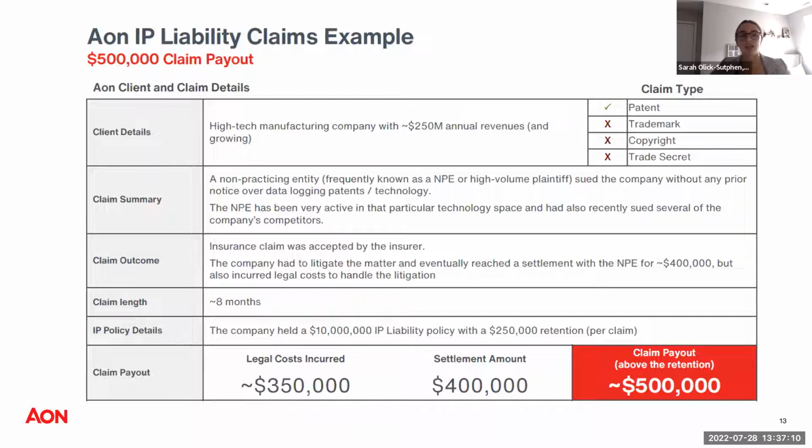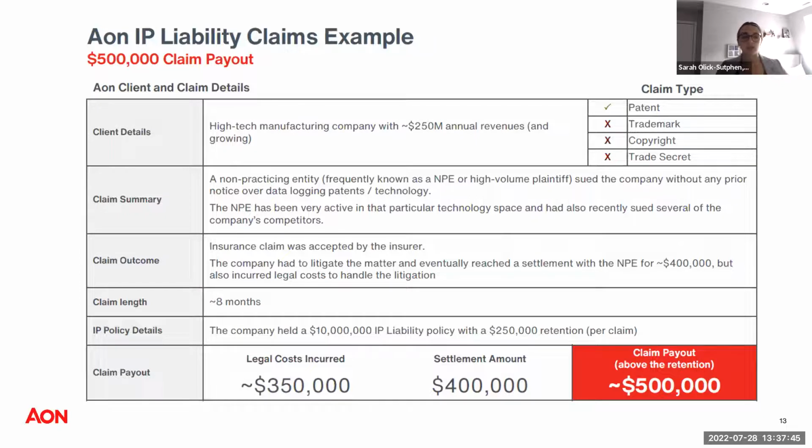So this was a client that we had ultimately paid out $500K on their claim. They were a high-tech manufacturing company, around 250 million annual revenues, growing quickly over the next couple of years through contracts and internal business development. They were actually sued by a non-practicing entity rather than a competitor. They were very active in the technology space. They had been suing several of their competitors over the couple of years. However, the client didn't see it coming.